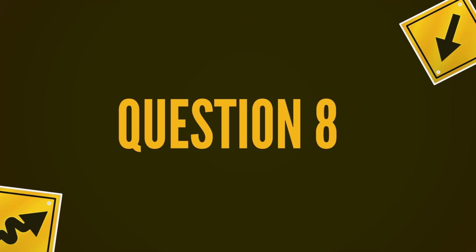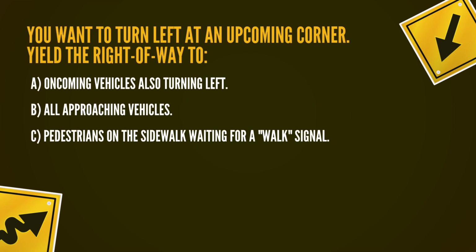Question 8. You want to turn left at an upcoming corner. Yield the right of way to: Option A, oncoming vehicles also turning left. Option B, all approaching vehicles. Option C, pedestrians on the sidewalk waiting for a walk signal.